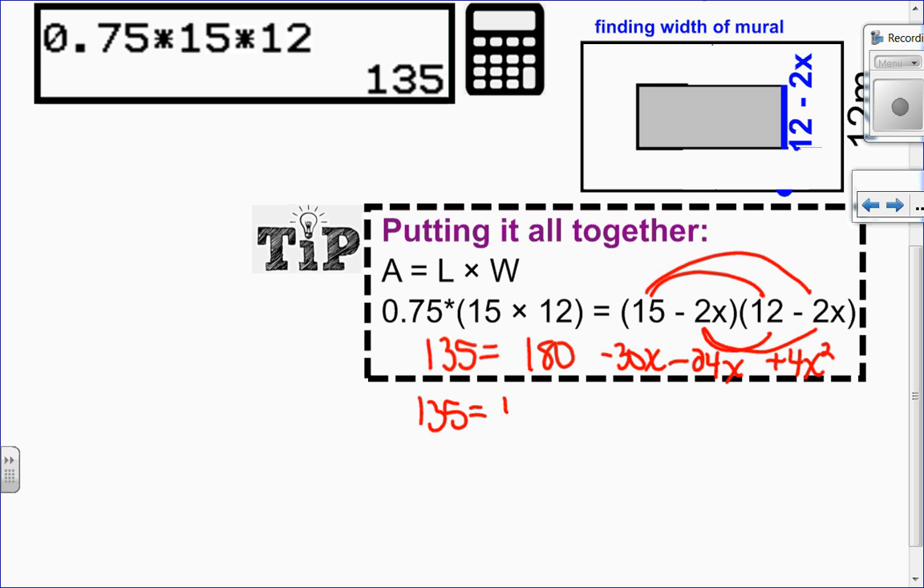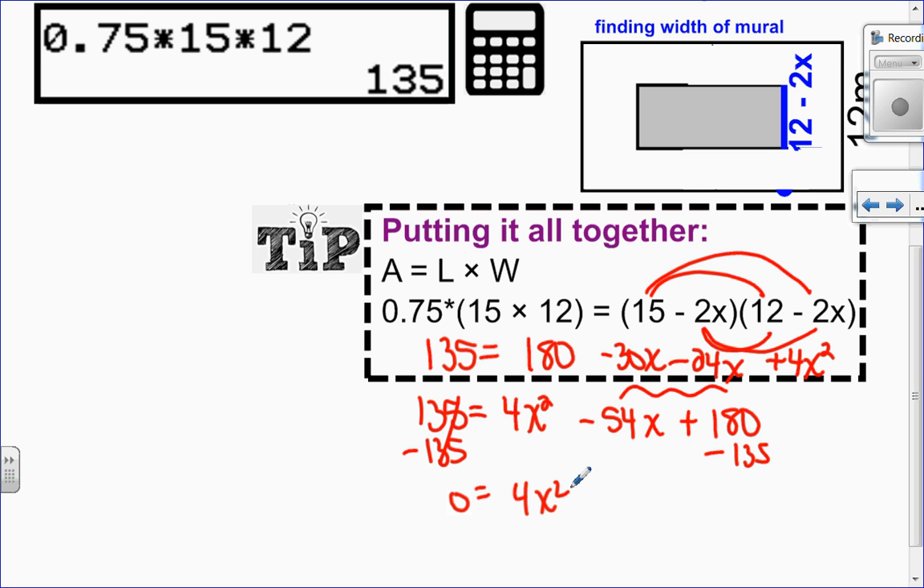Okay, so let's put our 4x squared first. Combine my like terms here. So I have negative 30x and negative 24x is negative 54x plus 180. So remember, we always set our equations equal to 0. So I'll subtract 135 from both sides. So I get 4x squared, and I have my minus 54x, and then 180 take away 135 is 45. So this is the equation that I'm going to solve to figure out x, which is my width of the border.